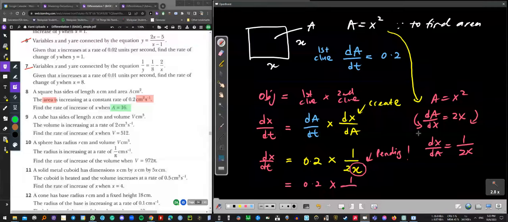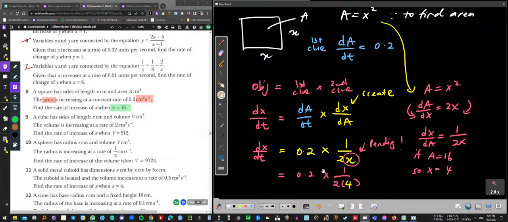Tak, kita tak masukkan A, sebab A sama dengan X square. Apa X dia kalau A dia 16? Itu yang kamu kena masukkan. X dia berapa kalau A dia 16? Apa panjang dia kalau yang menyebabkan dia jadi A 16? Ya, 4. Kita masukkan 4 dekat dalam tu. That's how we do it.